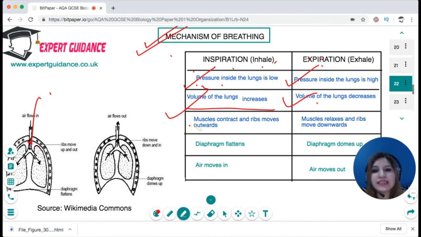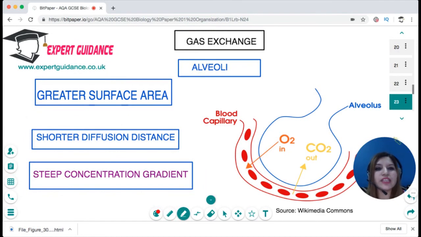How does the volume increase in inspiration? It is the rib muscles, they contract and the ribs move outwards. In expiration, the ribs relax and the ribs move downwards. The diaphragm flattens, which increases the volume and the air moves in, and in expiration, the diaphragm domes up, which decreases the volume and the air is pushed out. So you should know the mechanism of inspiration and expiration and what changes take place inside the lungs or the ribs for inspiration and expiration to take place.